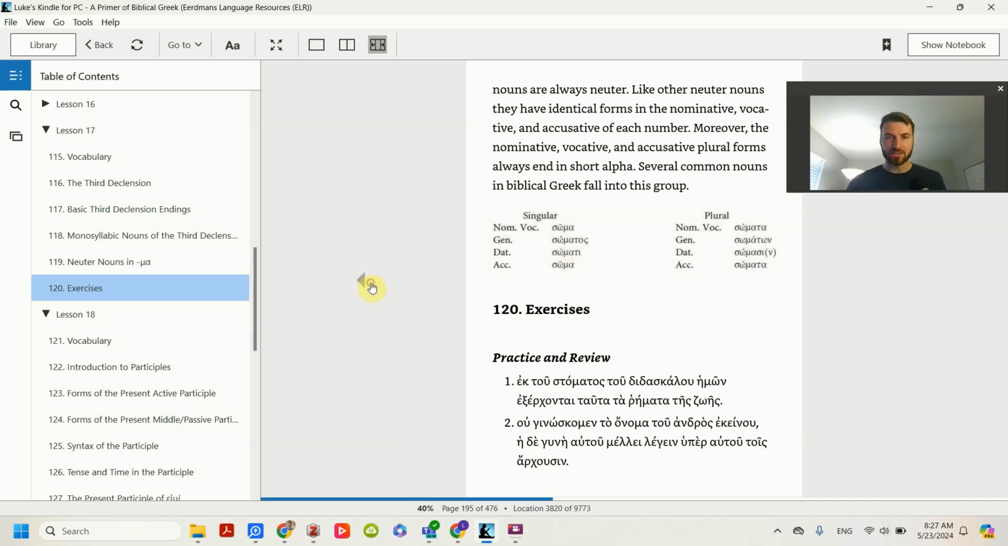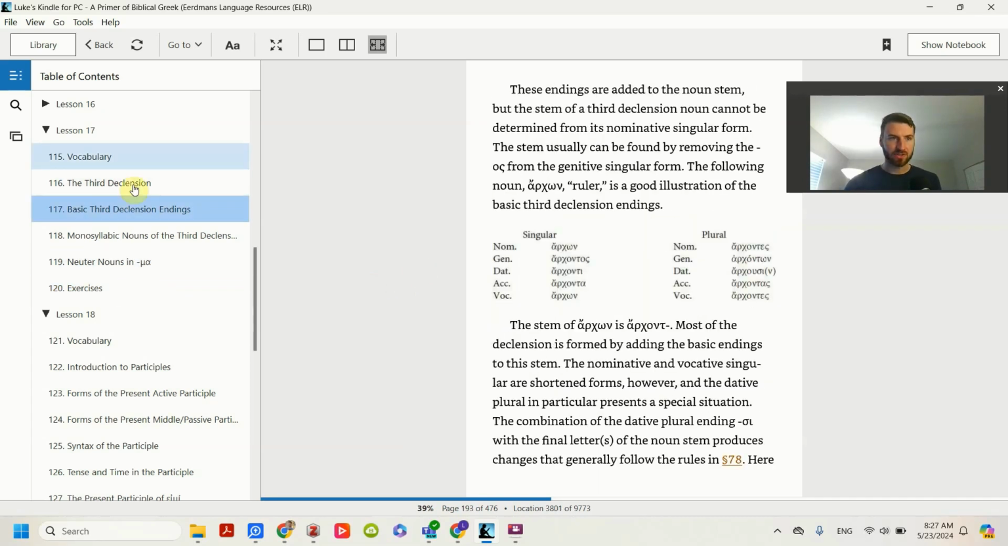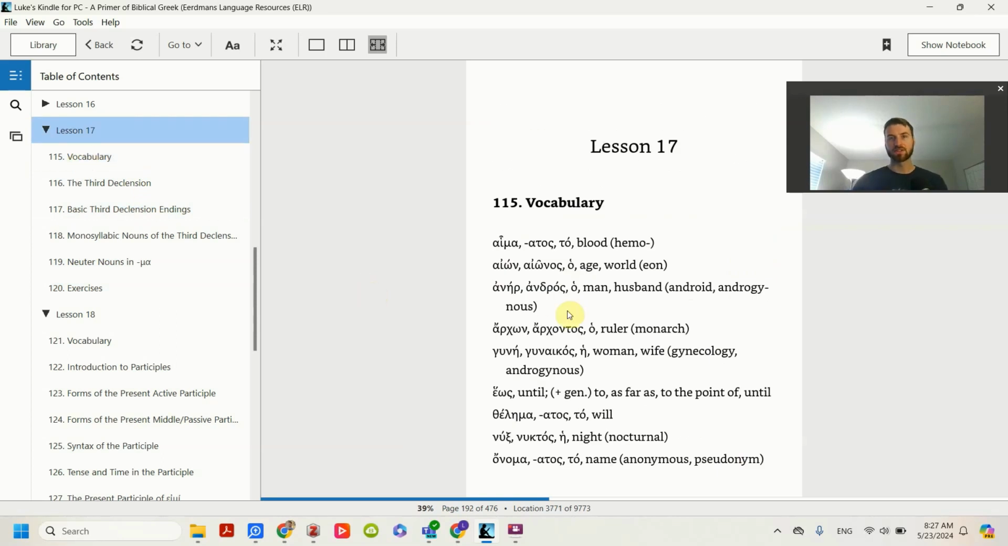So how do you know that a noun is third declension? If we go back to our vocab here, notice that when it gives you the word, it gives you first just the base nominative masculine singular form. So here, haima. It gives you the article on the end here. That tells you what gender it's in. So to haima tells you that it's neuter.